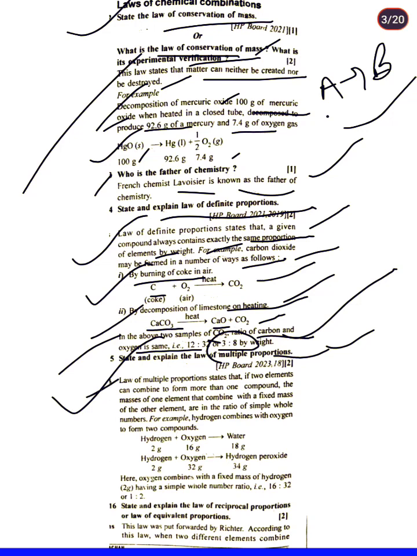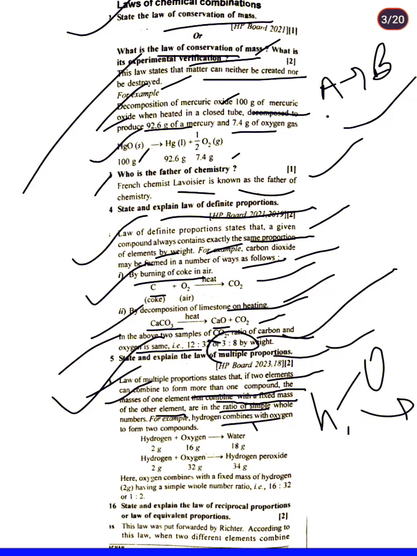The law of multiple proportion states that if two elements can combine to form more than one compound, the masses of one element that combine with a fixed mass of the other element are in a ratio of simple whole numbers. For example, hydrogen combines with oxygen to form two compounds, water or hydrogen peroxide. Hydrogen combined with oxygen forms two compounds.